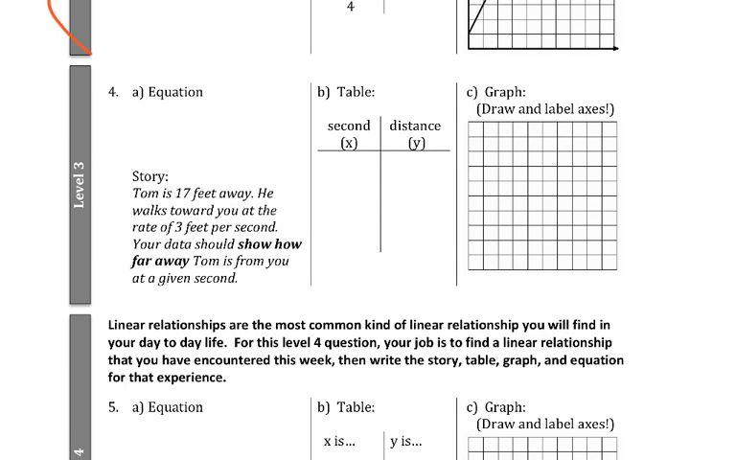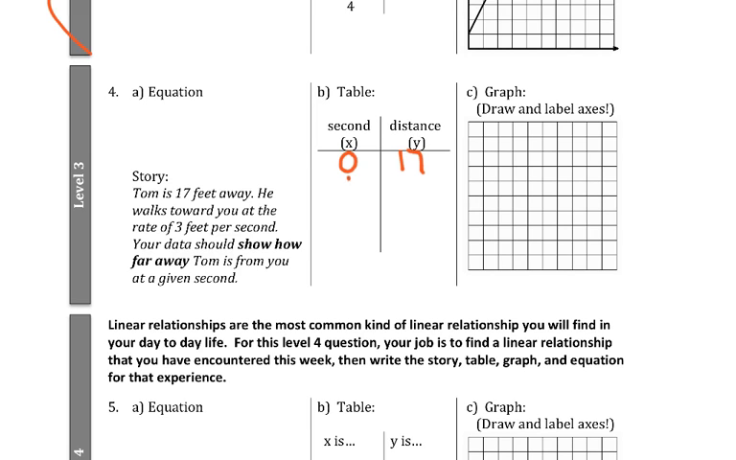Alright, for the level 3 story, I'm going to help you make a table, but you need to do the rest. Tom is 17 feet away. So I'm assuming what that means is that right now, at time 0 seconds, Tom is 17 feet away. Okay, that seems like a pretty good distance. It says he's walking towards you at a rate of 3 feet per second. Your data should show how far away Tom is from you. So the distance is the distance from Tom. He's walking towards you at a rate of 3 feet per second.